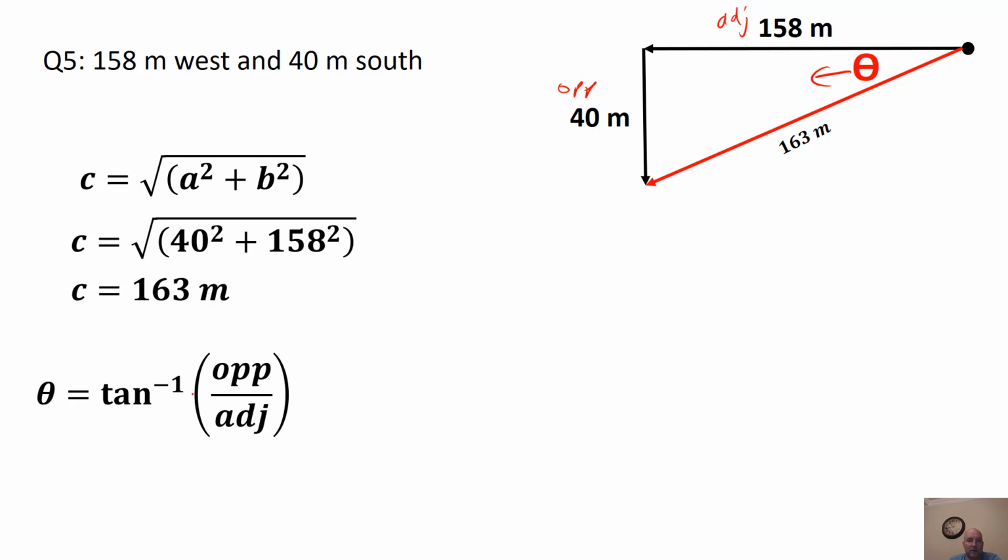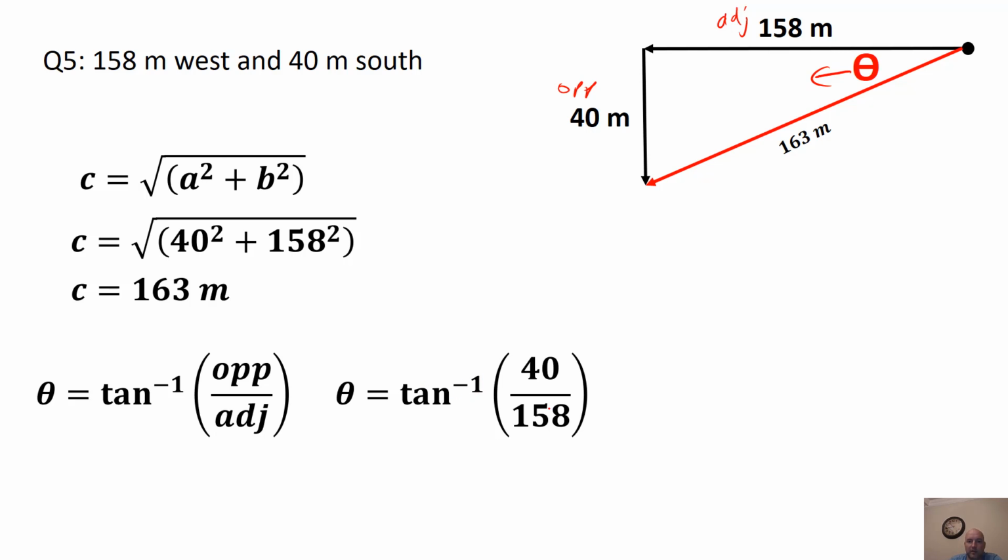And so for this answer, you put the inverse tangent. We saw in algebra how to break a tangent away from the angle. Tangent of an angle equals opposite over adjacent, and we want to break that away. And so inverse tangent of 40 over 158. You'll find inverse tangent usually with a shift or a second button on the tangent.